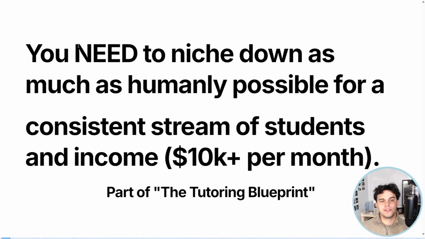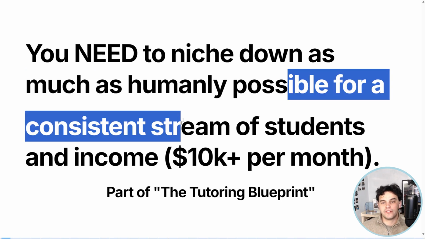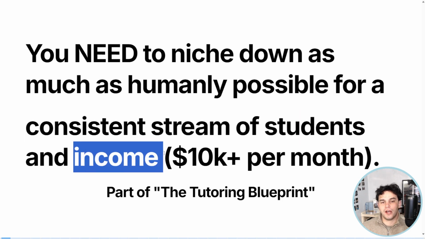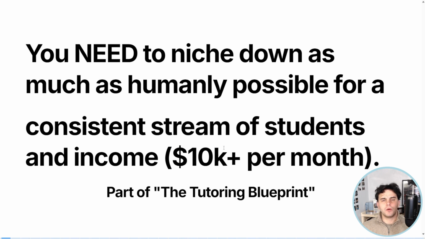If you're running a tutoring business, you need to niche down as much as humanly possible for a consistent stream of students and a consistent stream of income. So I'm talking an extra 10K per month with your tutoring income. Now, you might be thinking, why do we actually niche down? Why do you have to niche down and get rid of most of my target audience and be left with a smaller piece of the pie?